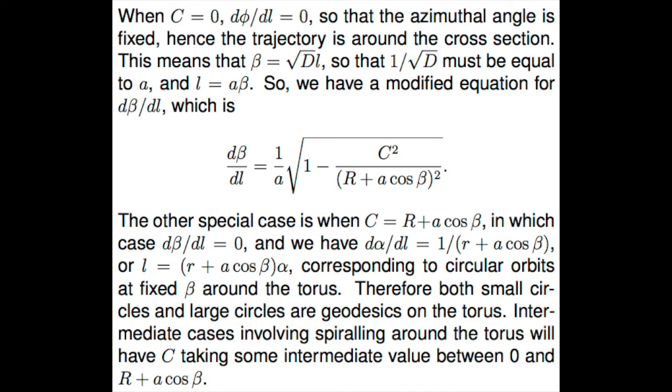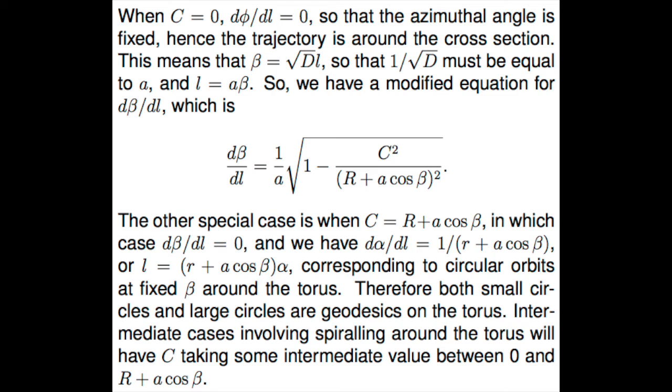If you set c equal to 0, the conserved quantity equation turns into d phi by dl equals 0, which means the azimuth angle phi is fixed, so your trajectory must be a point that moves around the small circle of the donut. This means in the other equation that beta equals L times the square root of d. So that constant d that appeared, its square root must be equal to a, the radius of the small circumference, and so that equation becomes L equals a times beta. So that gives you then a modified equation for d beta by dl.